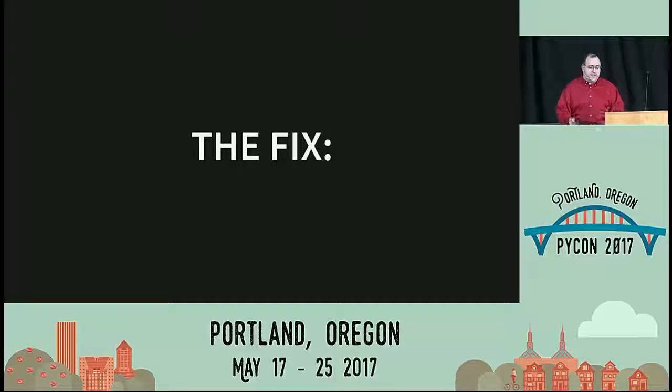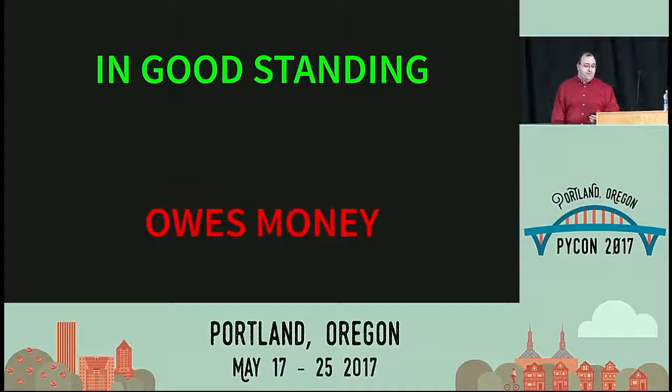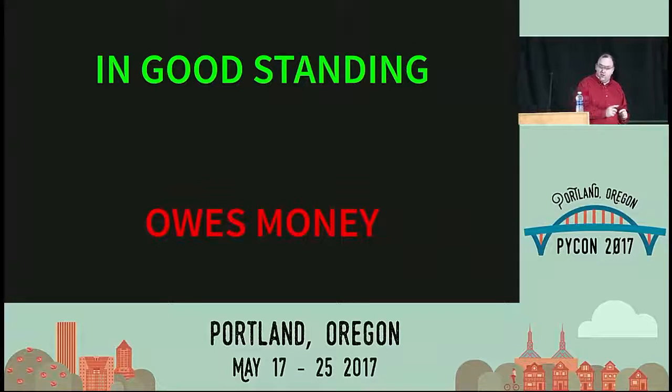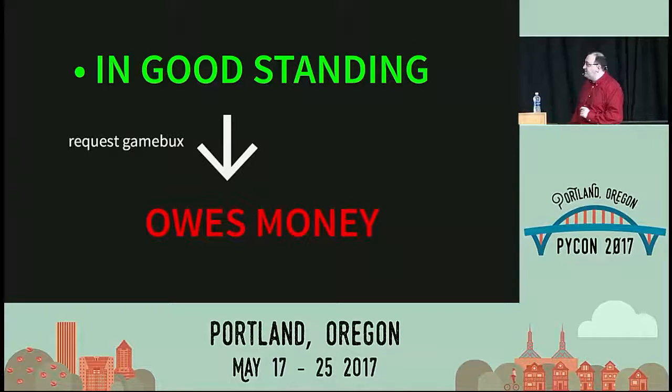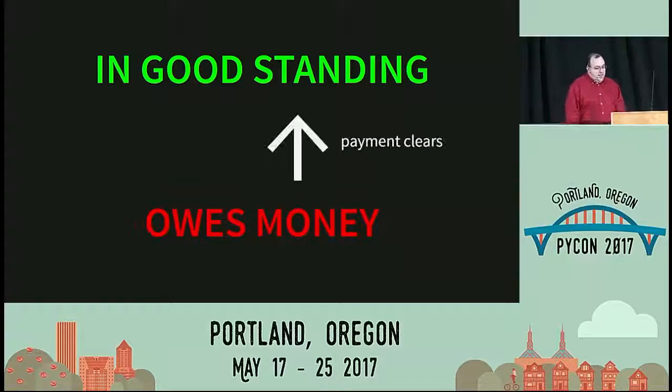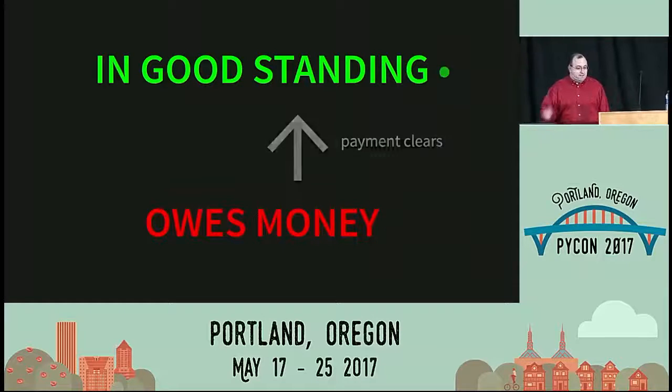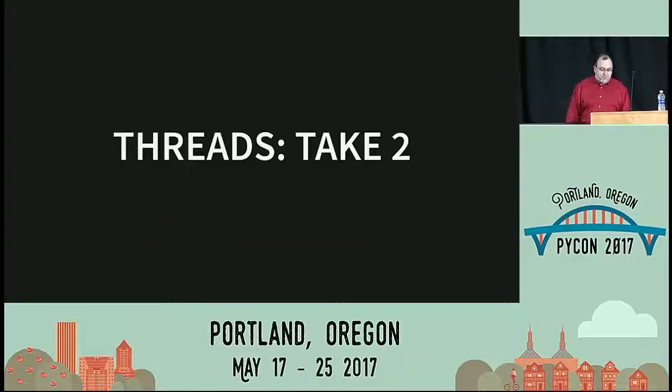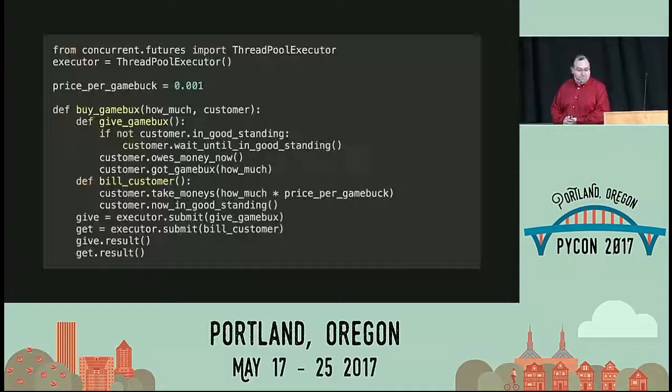Well, the first thing we need is a state machine. So this state transition is very important. We begin in good standing, then we request game bucks. Now we owe money. While the player owes money, we don't want to let them buy more game bucks. We want to be optimistic about the first transaction. But when their payment clears, they go back to being in good standing again, and they can buy more. So okay, let's try to implement this fix.